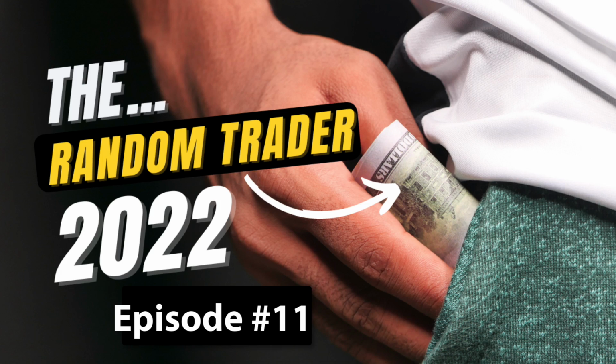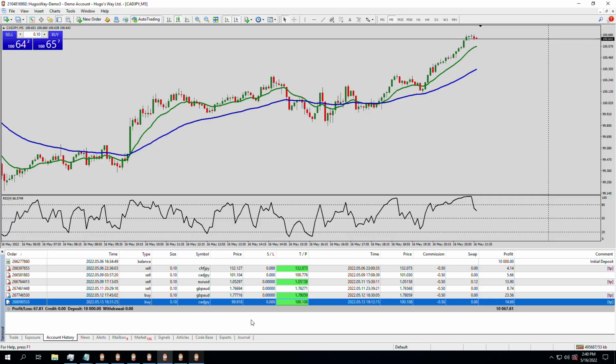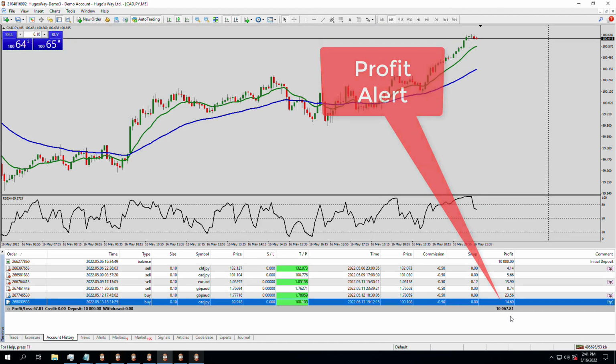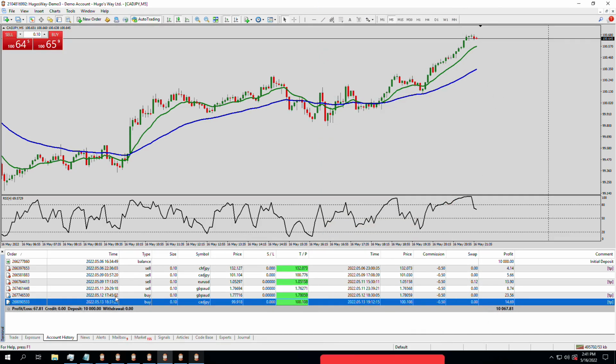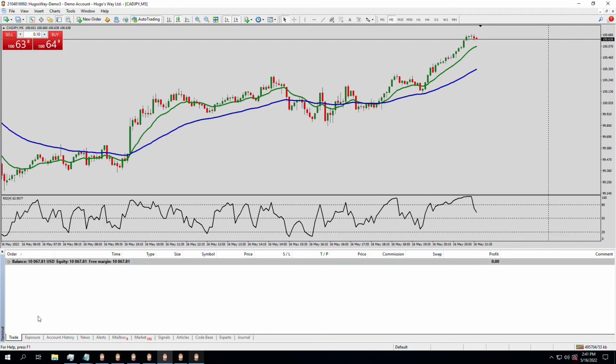This is episode 11. Let's dig into what happened in the last trade, last episode, and see what we're going to enter today. Here we are in the MT4 trade terminal looking at the account history. The last trade was a CAD JPY buy, and in fact, it went into profit almost immediately, $14.69. Let's go back to the trade terminal and enter our next random Forex trade.